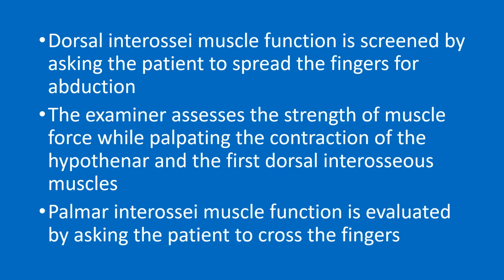Dorsal interosseous muscles are screened by asking the patient to spread the fingers for abduction. The examiner assesses the strength of muscle force while palpating the contraction of the hypothenar and the first dorsal interosseous muscles. Palmar interosseous muscles are tested by asking the patient to cross the fingers.